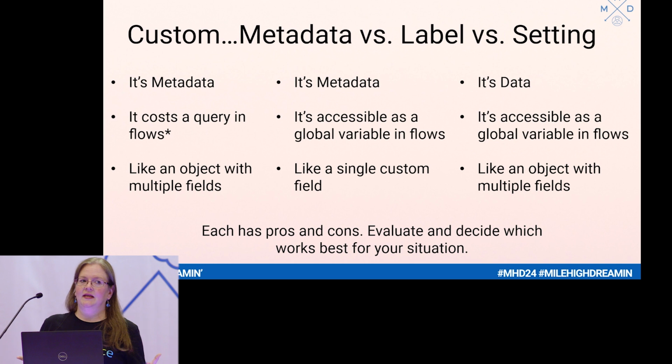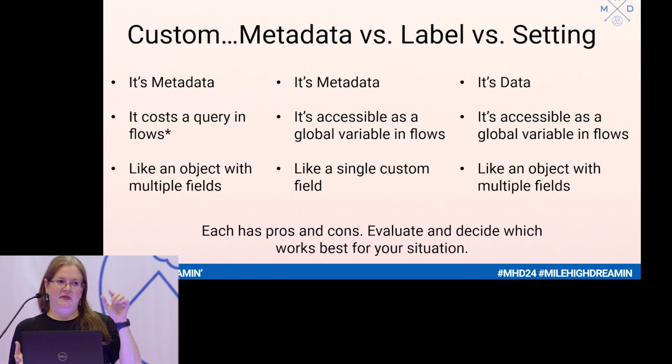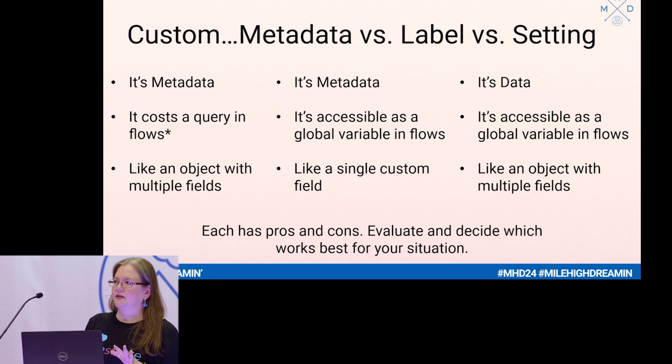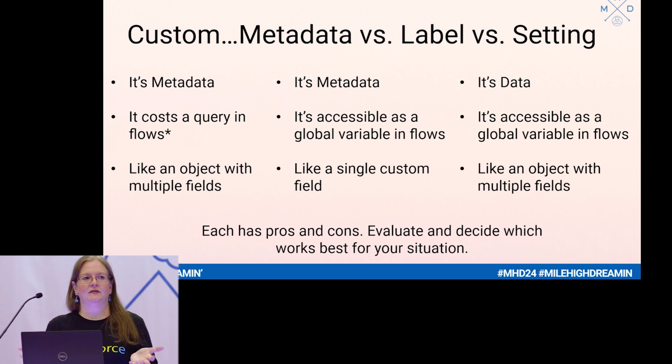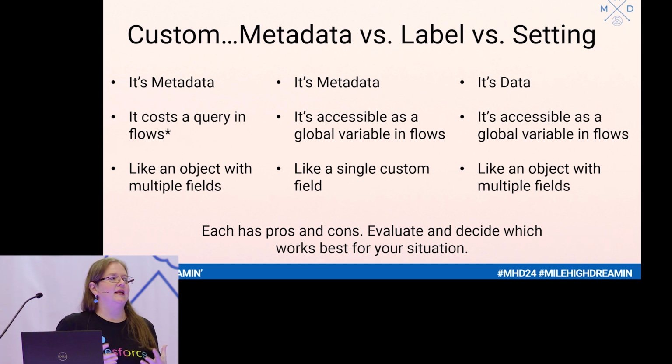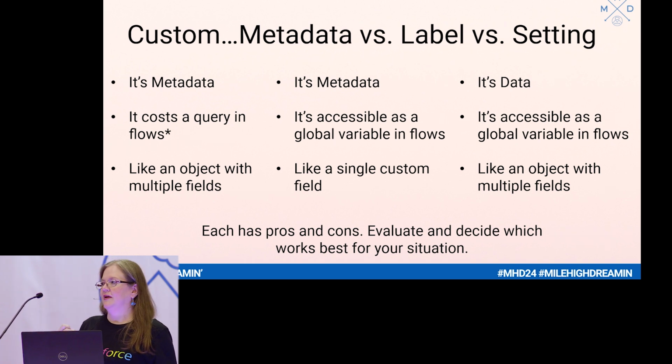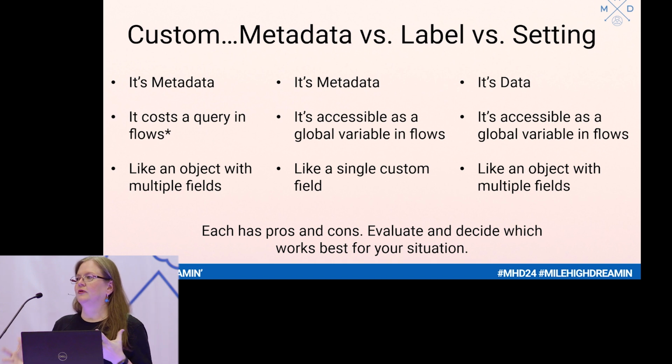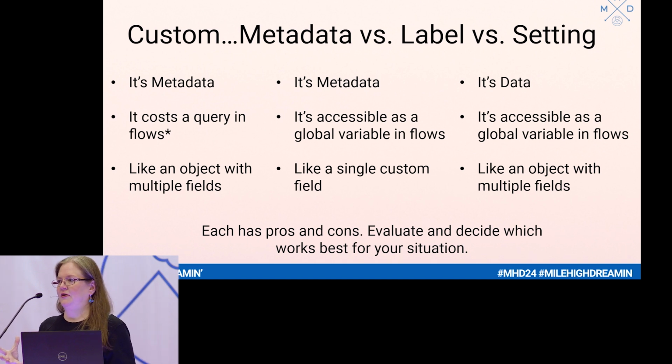Now, recently, they've started giving you the ability to get to it with a $Metadata. Seems to be a little hit and miss, so I'm still in the cost of query camp, but if you can get around that, definitely do. But it's like an object. You can have multiple fields, you can have multiple types of fields, so you can store more information in a single custom metadata record than you can in like a custom label.